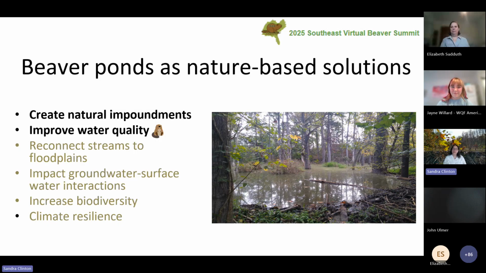So as Elizabeth already talked about, beavers and beaver ponds, beaver habitats, provide all of these ecological benefits and are the reasons that we like them. All of these benefits also occur in urban systems. I'm not going to talk about all of these today. I'm just going to focus on water quality for the sake of time. And so these beaver ponds, we can consider them as nature-based solutions for improving urban water quality.